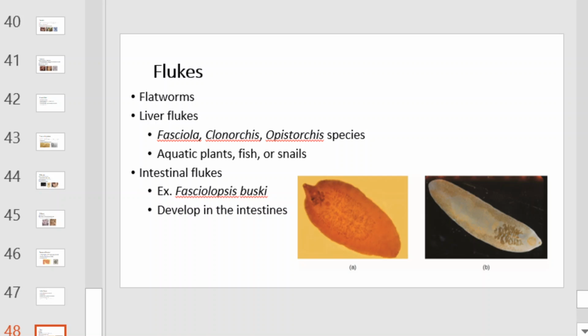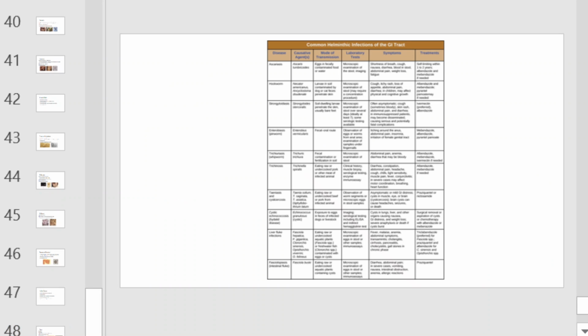Flukes. Flukes are flatworms. There are liver flukes and intestinal flukes. Liver flukes come in a variety of different species and can inhabit and travel from aquatic plants to fish, snails, and eventually to people. Intestinal flukes will develop in the intestines. This table will summarize the different types of helminth infections that can occur in the GI tract. Pause the video and take a moment to familiarize yourself with each before moving on.